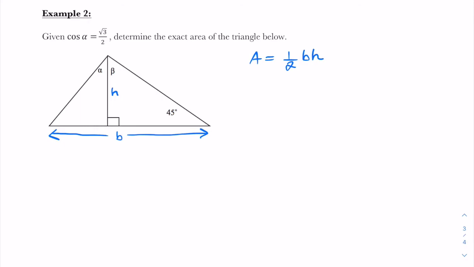First of all, we were told that cosine alpha is root 3 over 2. Kindly remind yourself that the cosine of an angle is just the adjacent side divided by the hypotenuse. So literally label the sides as they are. The adjacent, which is the height of the triangle, must be exactly the square root of 3, and the hypotenuse must be 2. Once again, I'm literally just labeling the triangle according to the cosine ratio.